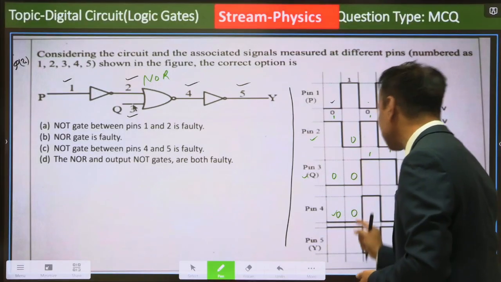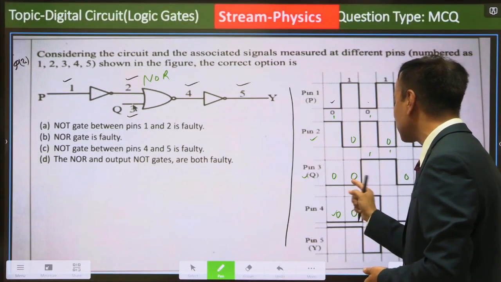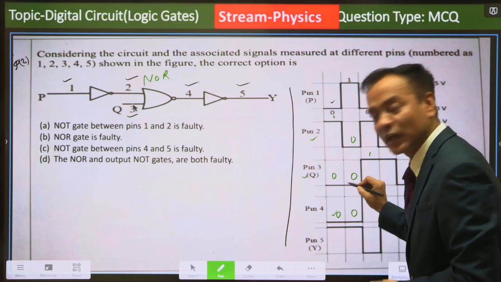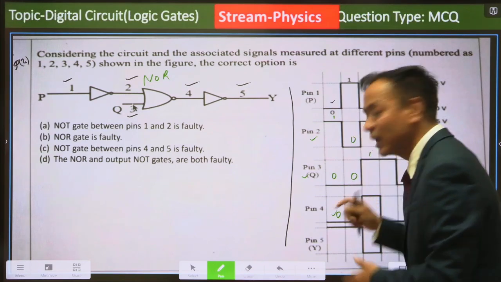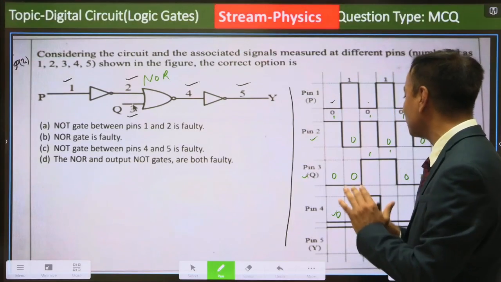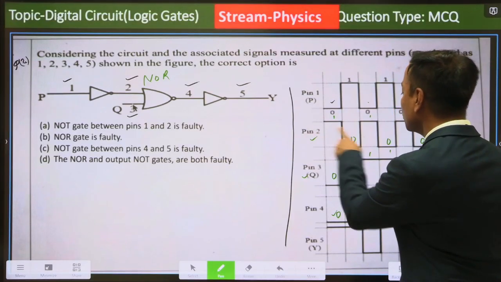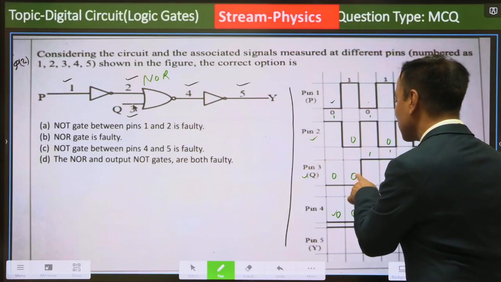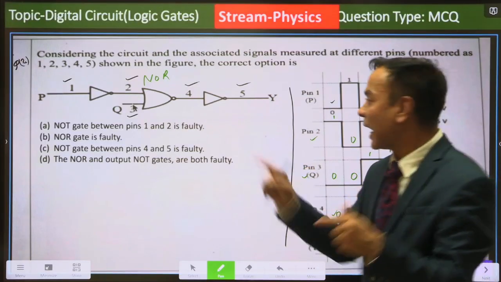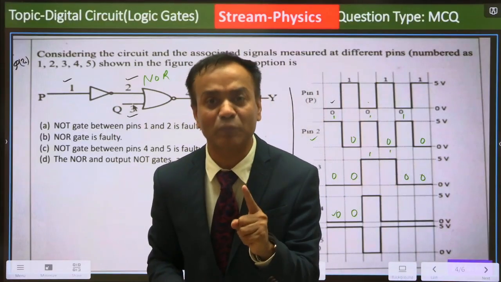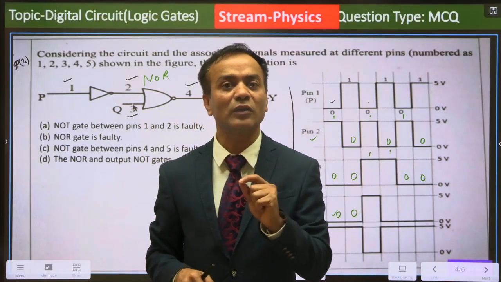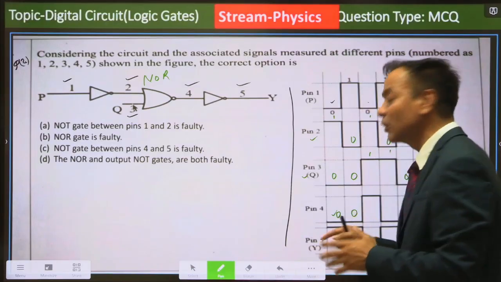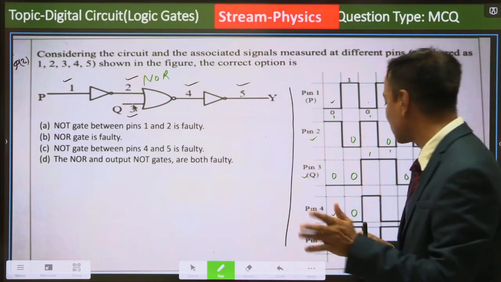So here if you see, both pin number 3, this second block of the input is 0, this is 0, it means their output must be produced. Like for pin 2, if the input is 0, pin 3, if the input is 0, at pin 4, as per the NOR operation, it must produce logic 1. But it is producing 0, it means it is faulty. It is faulty here.